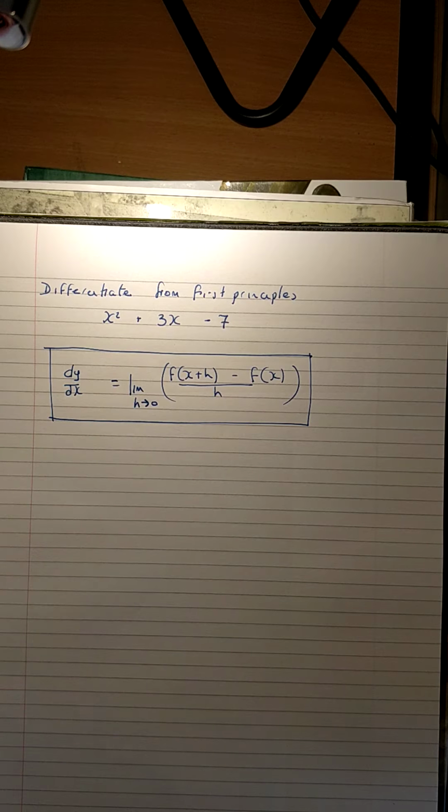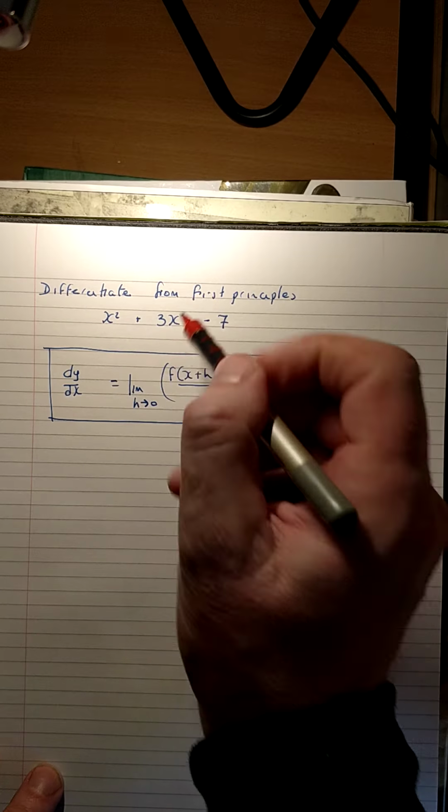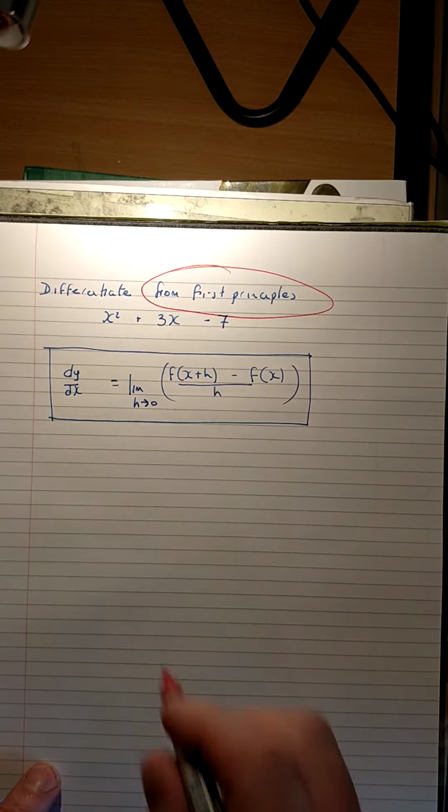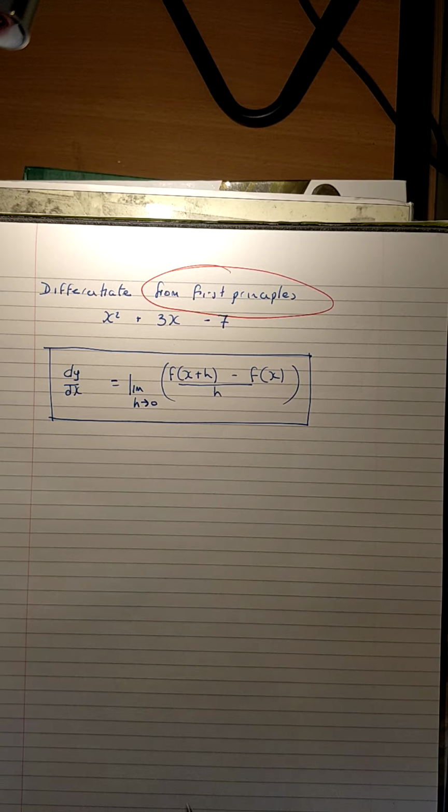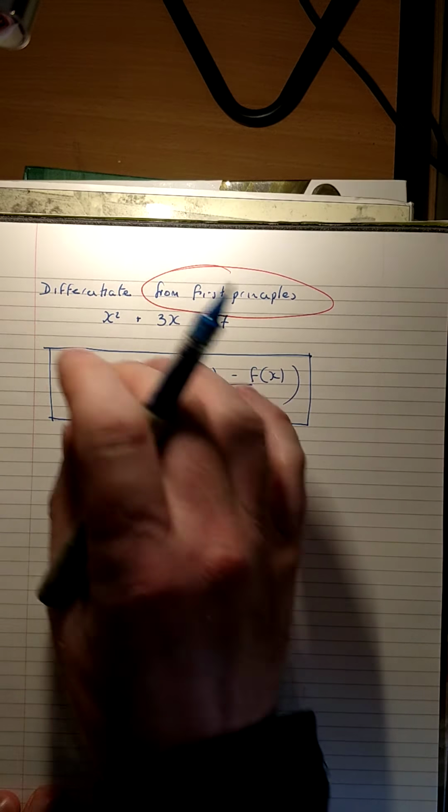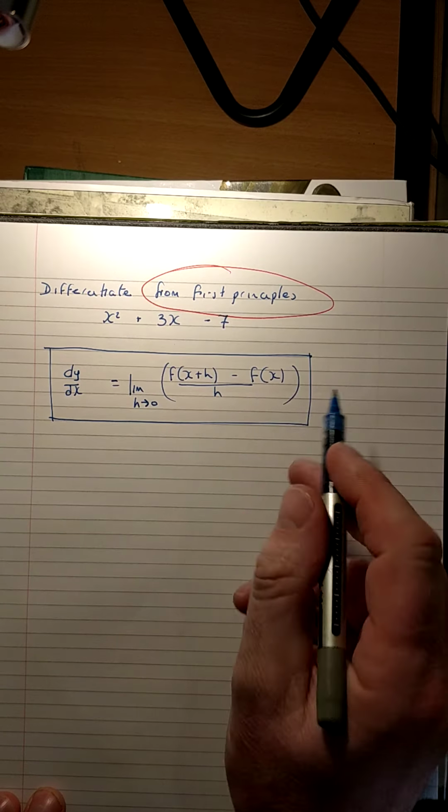Now, the only time you will have to do this method, rather than the much simpler by-rule method, is if they say "from first principles." Okay, so that's the crucial point. Differentiate from first principles, you follow these steps. The best bet is to write this out, because then we're walking our way through this.